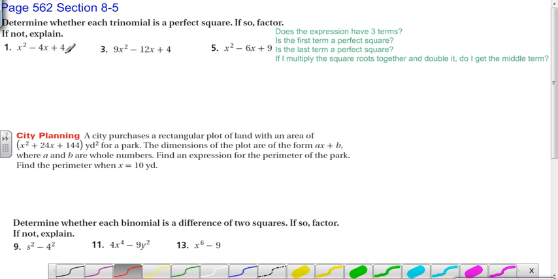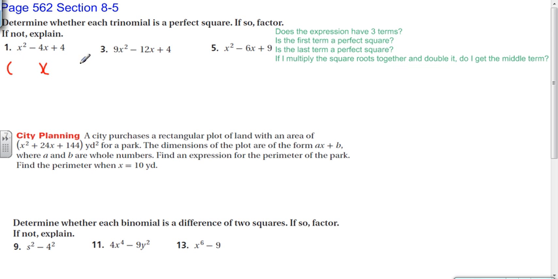So, does x squared minus 4x plus 4 have 3 terms? Yes. Is the first term a perfect square? That means, if I go to factor it, can I do the square root of 1? Yeah, I can do 1 times 1. And I can split up x squared into x and x.